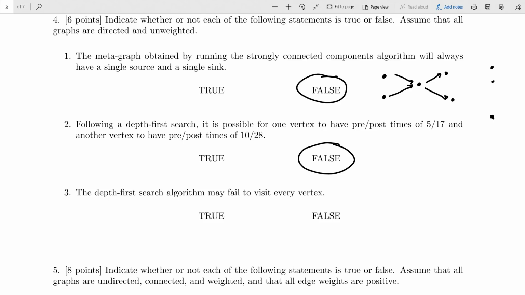That's true. Explore starts at a vertex and visits everything it can reach, which may not be every vertex in the graph. But why, when it says a depth first search algorithm may fail to visit every vertex, why is that answer false? Yeah? Because it's specifically meant to look for vertices after it's done creating its first search. Yeah. It just runs a loop and it keeps going until it's visited every vertex.